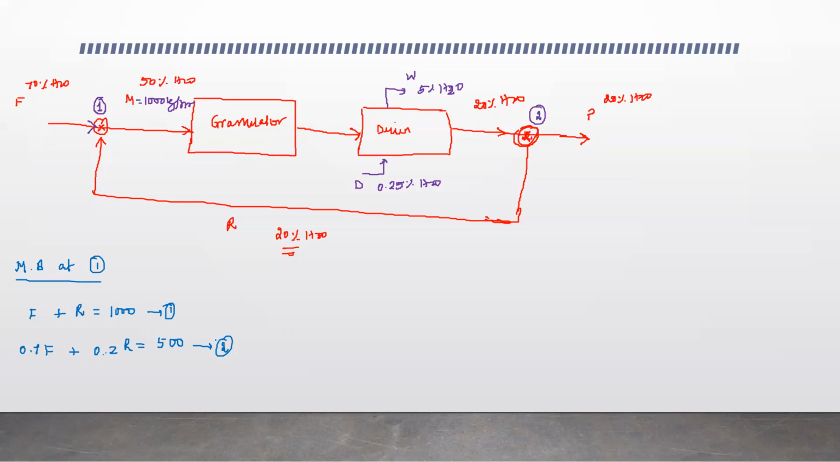So when we solve equation number 1 and 2, we'll get F is equal to 600 kg per hour, and we'll get R as 400 kg per hour. All right, that is what we are going to get. F as 600 kg per hour and R as 400 kg per hour. Okay, so once we have this information, we'll move on to our further material balance.